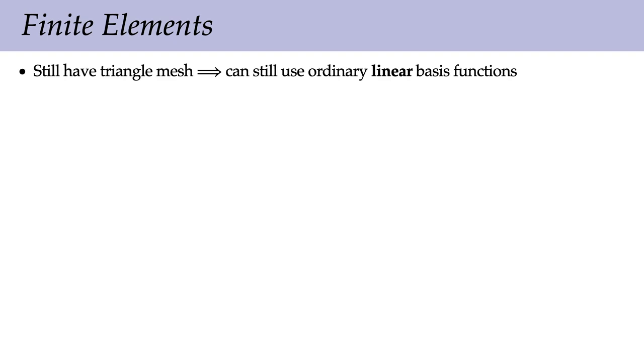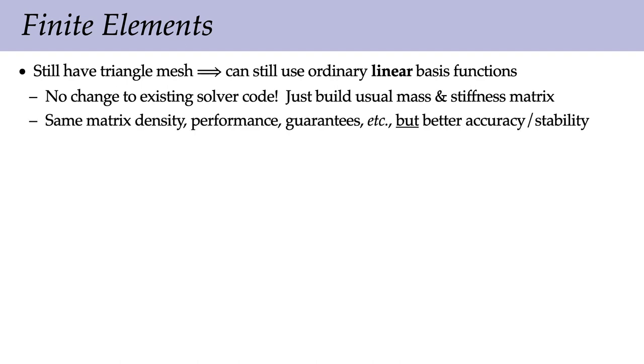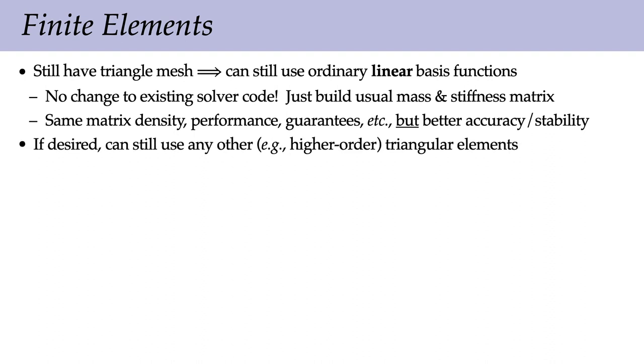The important property of intrinsic triangulations is that even though we represent them a bit differently, we still have a triangle mesh, and we still have ordinary linear basis functions on our triangles. This means that we don't need to make any changes to existing code or rederive algorithms beyond just computing the relevant quantities from edge lengths, which is pretty easy. Algorithms retain their same basic properties, but accuracy and stability are improved thanks to working on a high-quality intrinsic triangulation. And of course, you can also go beyond linear elements and use any kind of higher-order basis functions you might want in conjunction with intrinsic triangles. These techniques are complementary, although we won't be going into that today.